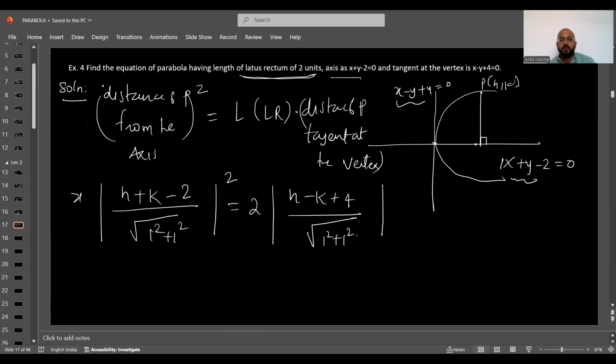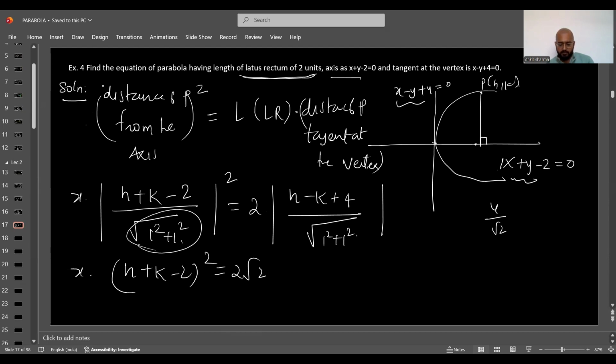I'll be having h minus k plus 4. So if I expand this, I'll be having here h plus k minus 2 square is equal to, this is already 2 and this being squared, so this will be 2 left here. This will be multiplied here to 4, and then I have here root 2. So basically I now have 4 over root 2, which can be written as 2 root 2 into h minus k plus 4. So this is the equation of parabola. One may expand this if you love algebra and you like calculating things, or you can even leave it as it is. It depends upon the options given to you.